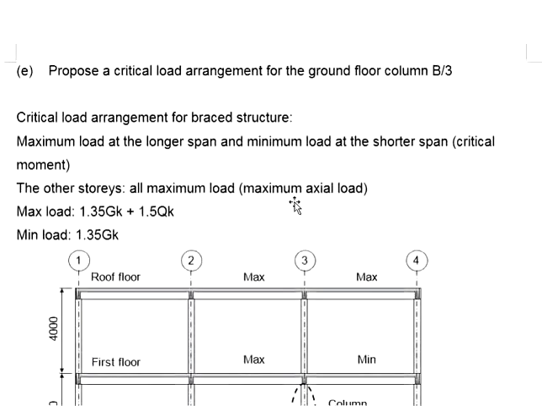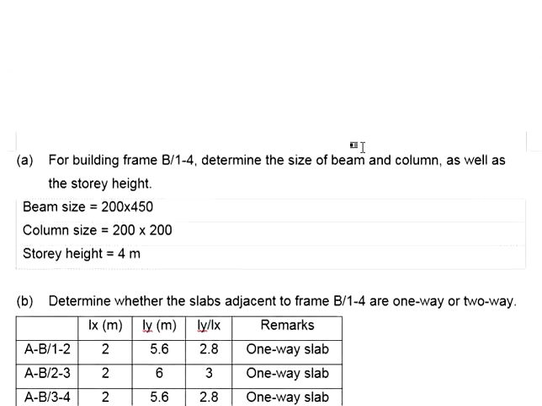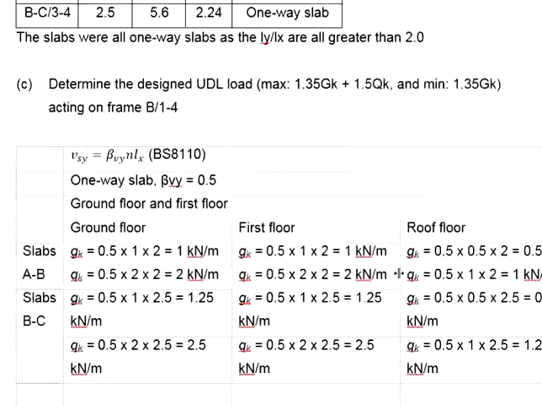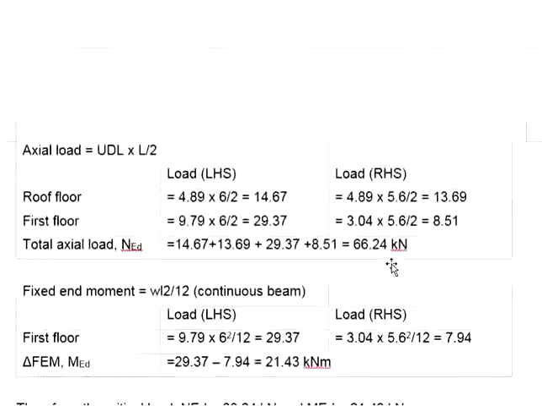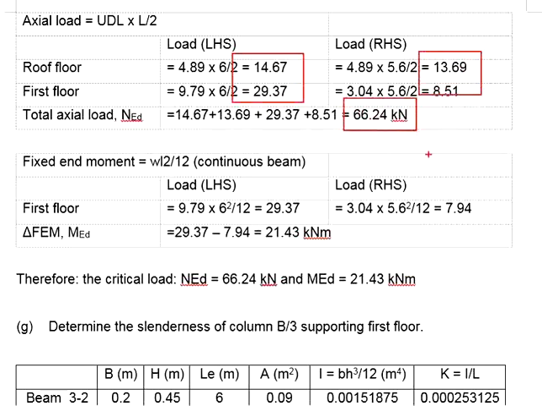Since the question tells you that the loads given are inclusive of the weights of the columns and all the structural elements, you don't need to calculate the weight of the column separately. That means whatever you have calculated here will be the total loads carried by the column. Sum up all of this, and you get your total axial loads to be 66.24 kN.